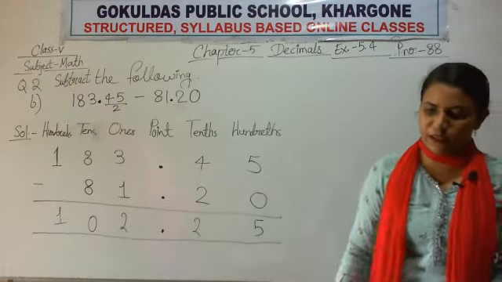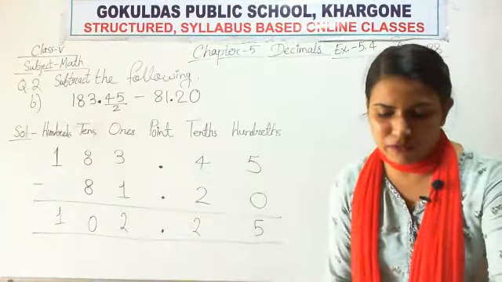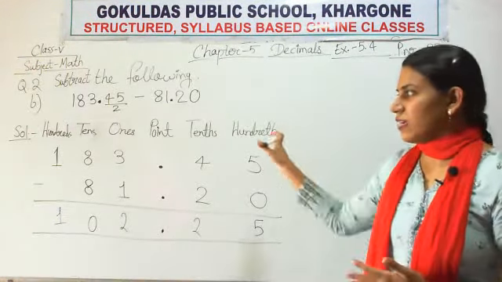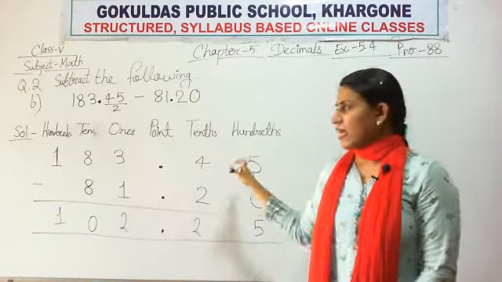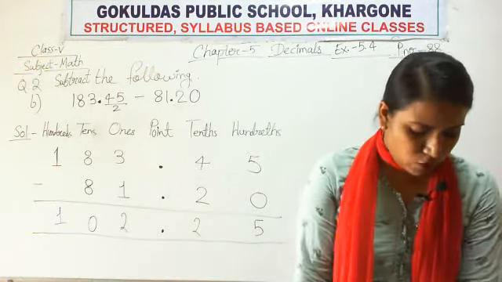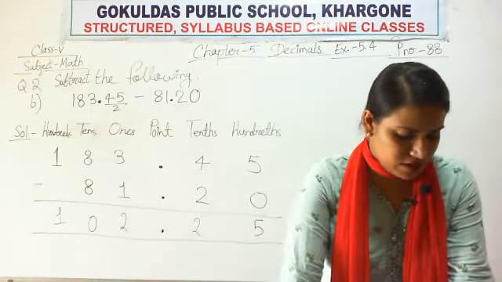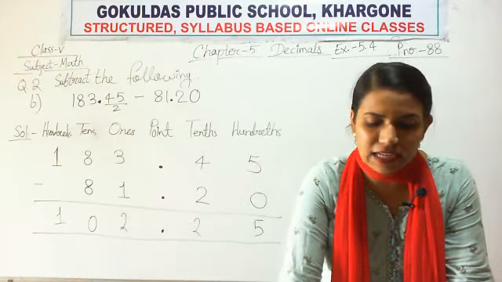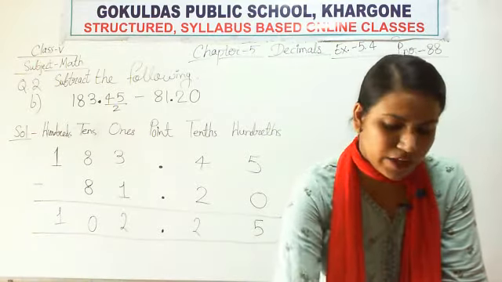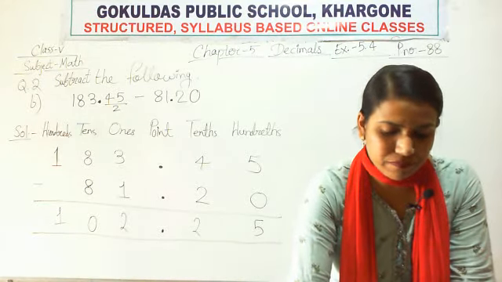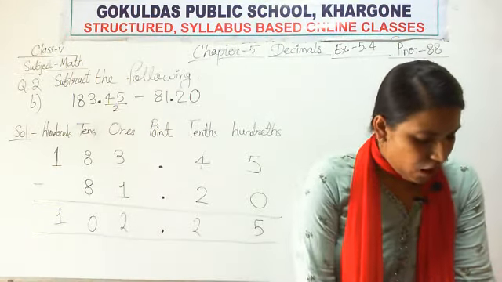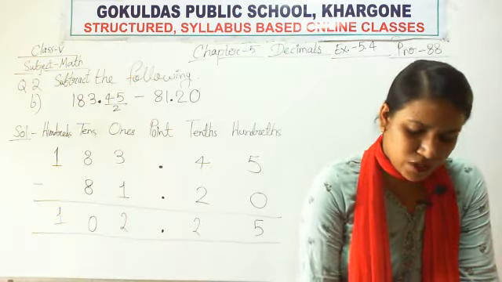102.25 is our difference. So here again, for subtraction of decimals, we made the given numbers like decimals and then we performed the subtraction operation. I hope the remaining questions, that is C, D, E, F, G, H, I, you can do by yourself. You all are very smart, I know. I have explained the procedure of how to do it.